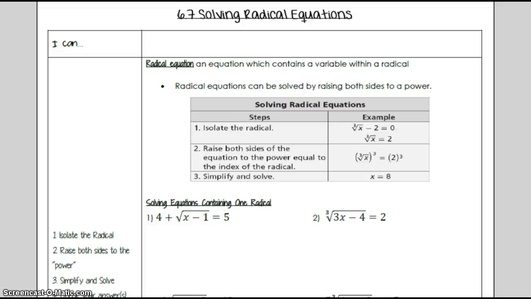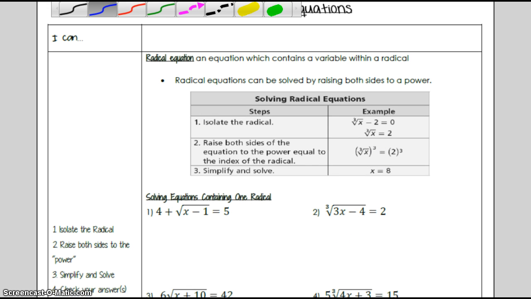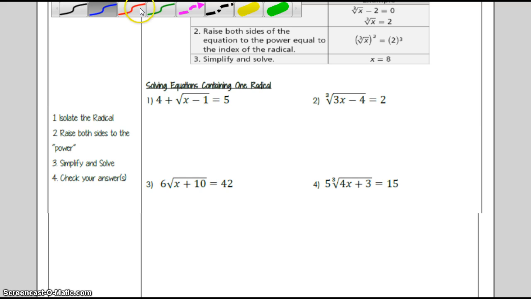All right, so this is lesson 6-7. We're actually going to cover it in just one video because pretty much it's the same steps no matter what type of radical equation that you have. The first step is always to isolate that radical. And then we'll raise the power to get rid of the radical. So we'll raise the power on both sides because you got to keep it balanced. And then we'll solve or simplify whatever's left. So remember, isolate first. That's the most important thing.